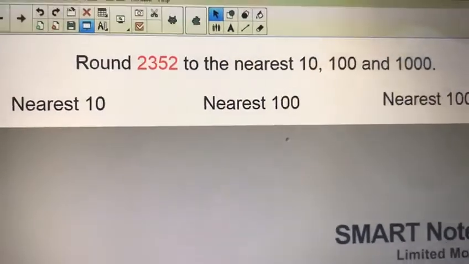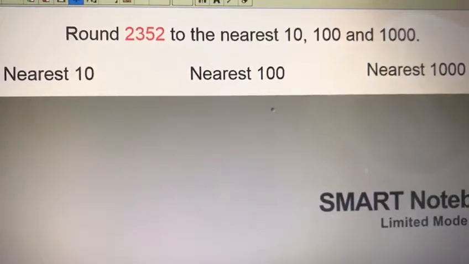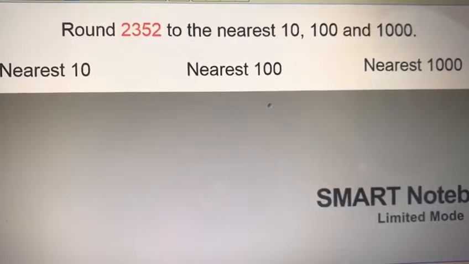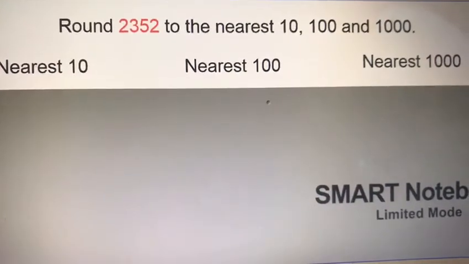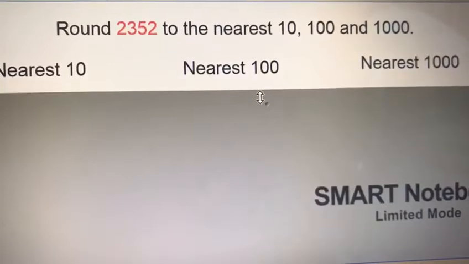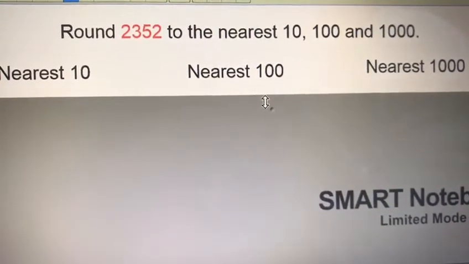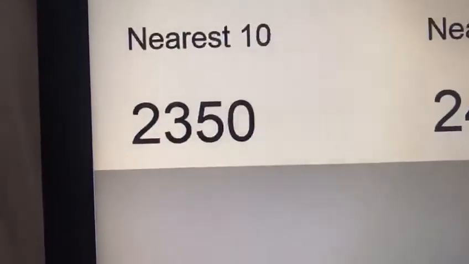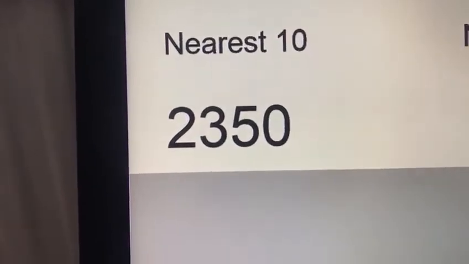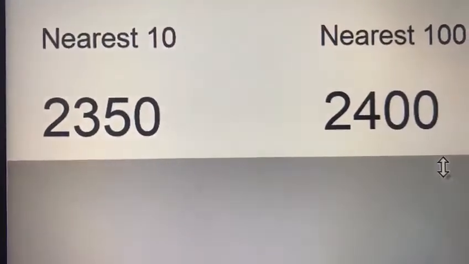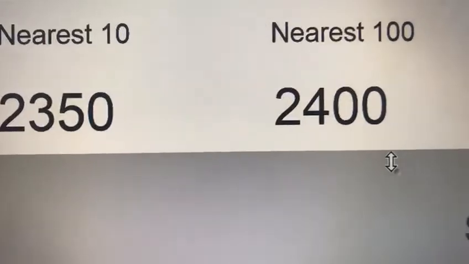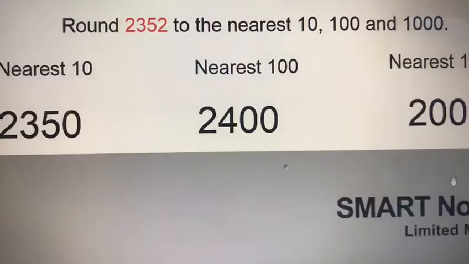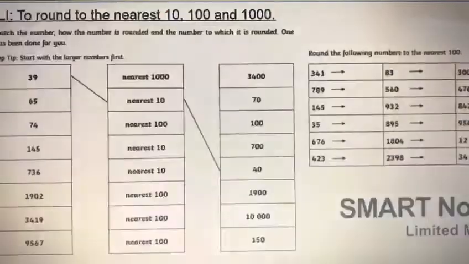So now let's read this one. Round 2,352 to the nearest tens, hundreds and thousands. Pause the video and have a think. So 2,352 rounded to the nearest tens is 2,350. To the nearest hundreds is 2,400. And to the nearest thousands is 2,000. Remember to go through the rhyme if you need some extra support.